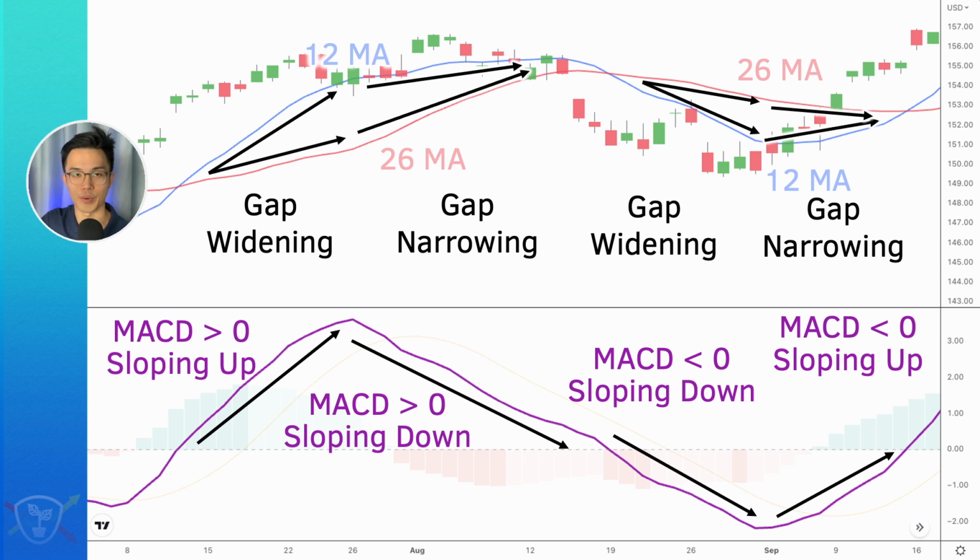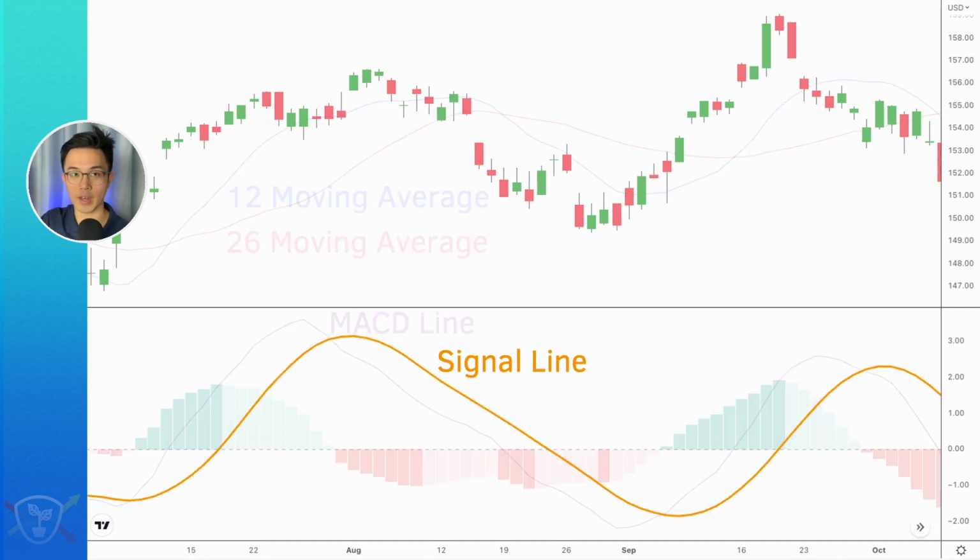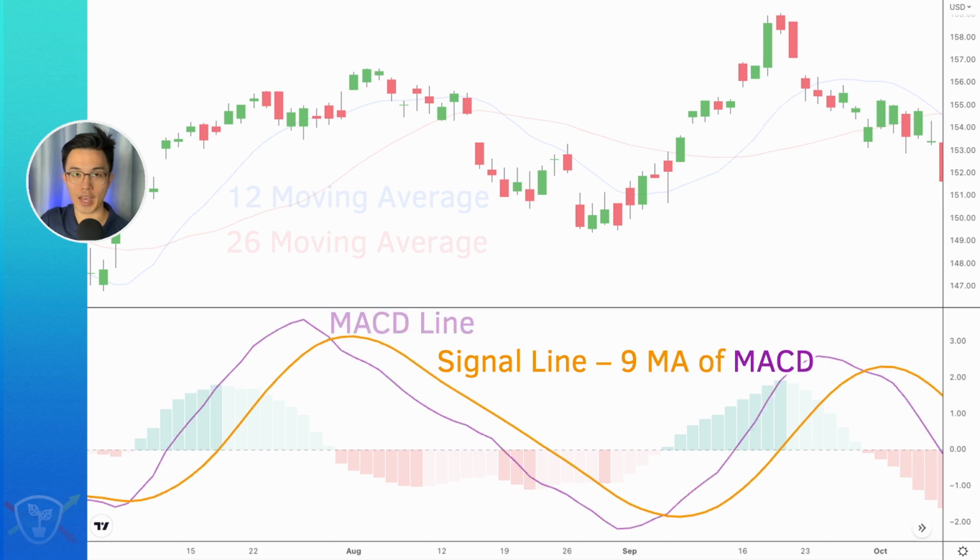If that's a lot to take in, you can pause here to absorb it before we move on to the next component. Alright, the fourth component. This is a bit more simple. This component is known as a signal line. And this line is basically the 9-period moving average of the MACD line.